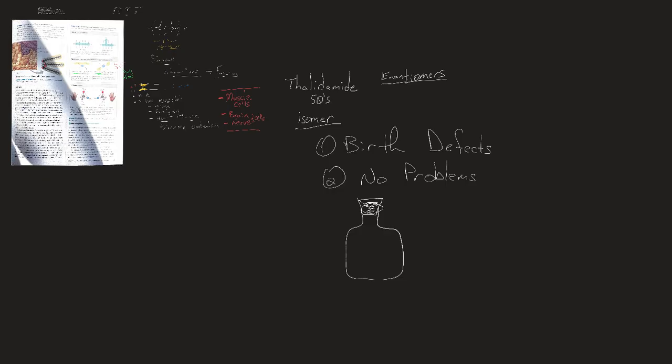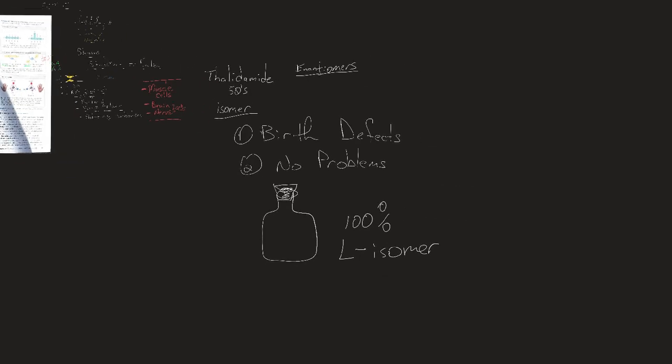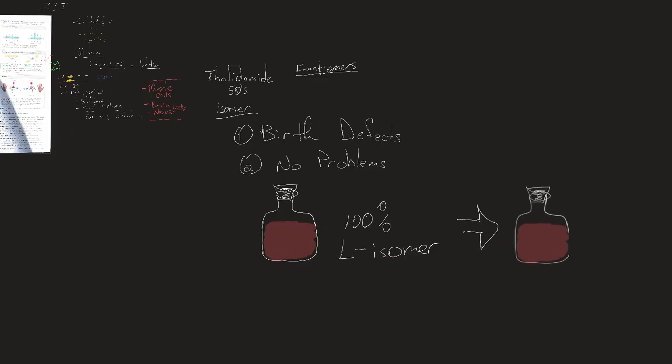So if you had 100% of the L form, the L isomer, in the beginning, after a certain amount of time, you'd end up having 50% of that original substance that you created. 50% of it would turn into the D isomer, the right-handed isomer.